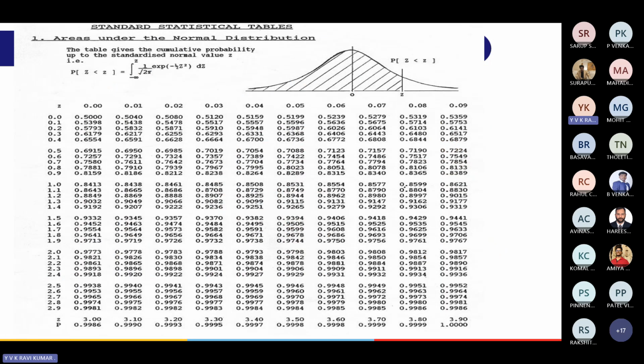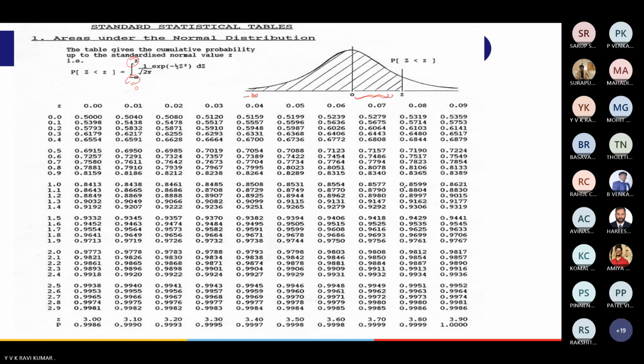So I hope this is very clear how to use it, how to read it, and what the confusion is that comes with it. So minus infinity to z is this here. If you see any other table where all the values are below 0.5, if you observe closely, it is 0 to z, which means they consider only this part. That is one.